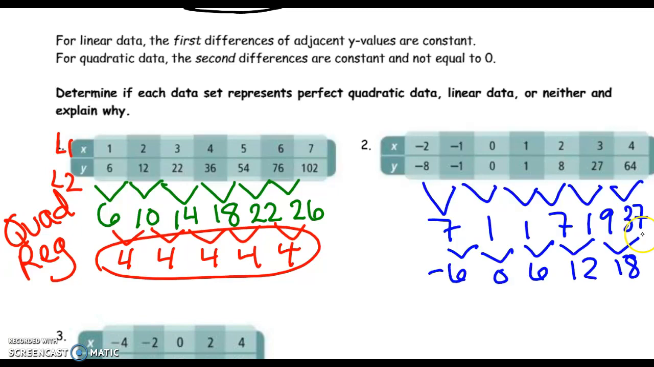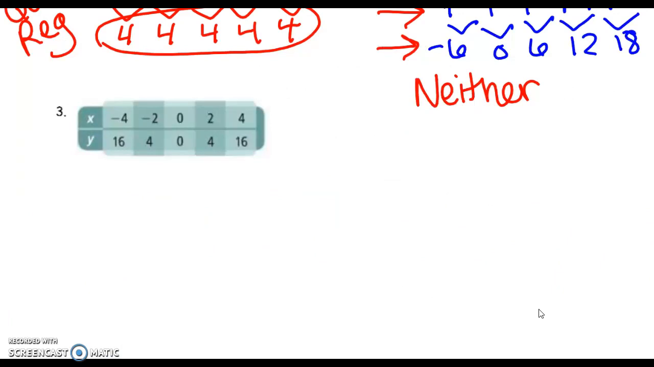When done correctly, you'll notice that neither the first differences nor the second differences have a common difference, which means this is neither linear nor quadratic. Okay, why don't we try one more?